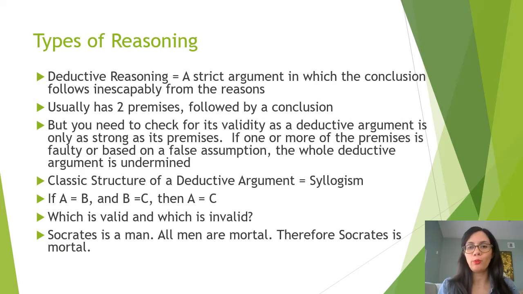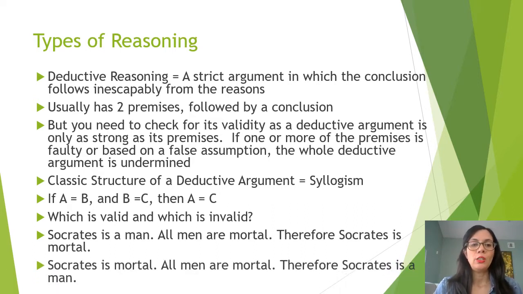This one makes perfect sense. The logic all flows one to the next and all the premises are valid. Look at this one though. Socrates is mortal, A equals B. All men are mortal, B equals C. Therefore, Socrates is a man, A equals C. In this case, this one's invalid. You can't actually prove this because if you look at the second premise, all men are mortal, they're making the assumption that only men are mortal. Only with that assumption would the last statement work.